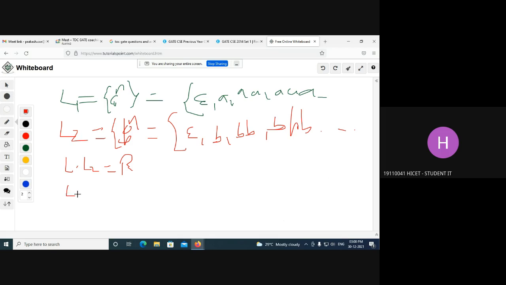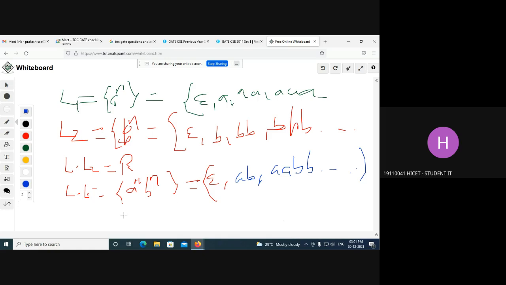Then the second one, L1 dot L2 equal to, that is, here you are going to multiply. What have they given? A power n, B power n. If you expand, what will you get? Epsilon, AB, double A double B, like that only it will expand. Am I right? Yes, sir. But actually if you multiply L1 and L2, what will happen?